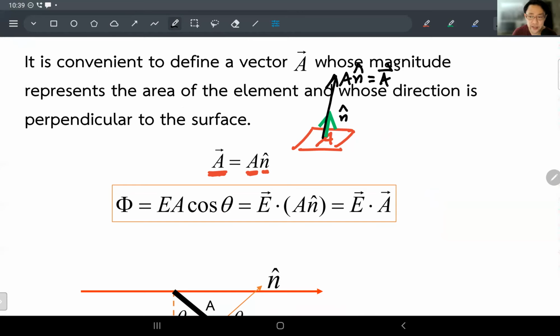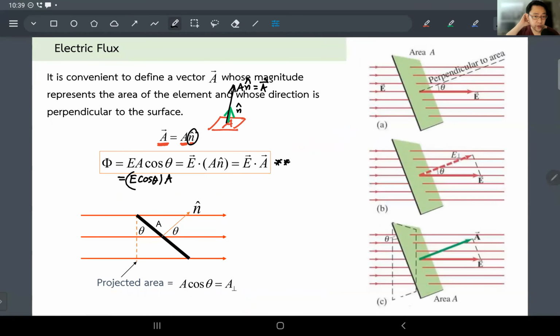So this is just a representation. The good thing about having the n hat here is that it reminds you that the vector of the area is always perpendicular to the actual area surface. Cool. This will allow you to understand this whole expression over here, and I hope I can squeeze in the E cosine theta A too. Now that's your choice. You can think of it in two ways: break the A vector into the direction of E, or break the E and put it in the direction of A, up to you. Once you have those two parallel components, you just multiply them, and that is the dot product.